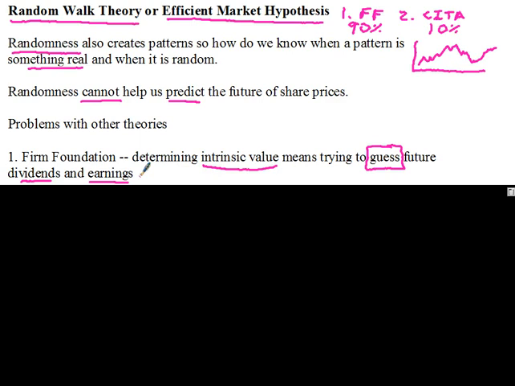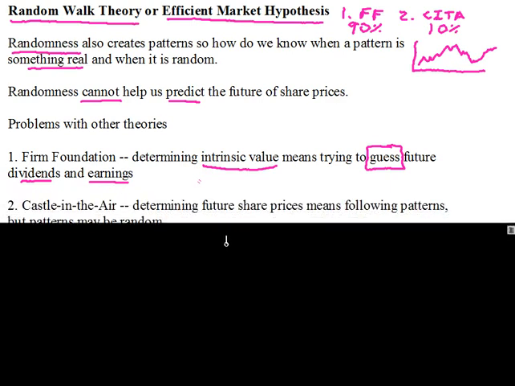Okay? A worldwide pandemic, a war starting, a lawsuit against the company, a new competitor coming into the market. These are just things that we cannot predict. And so, we can't know what dividends or earnings are going to be in the future. Therefore, we can't know what the company's future intrinsic value is going to be. That's all going to be random. And therefore, we have no way of determining what stocks to buy and sell.